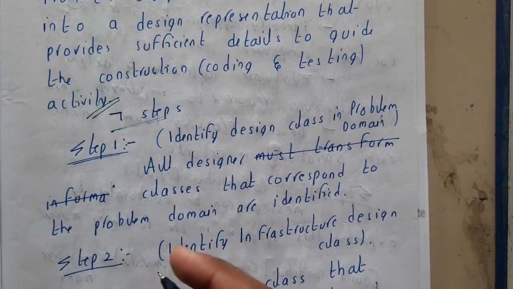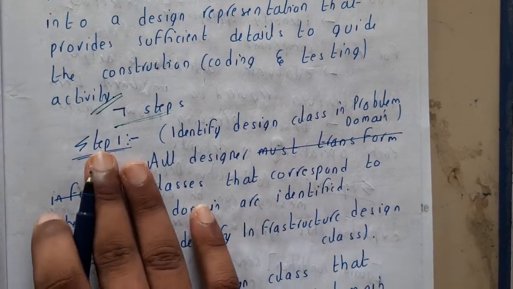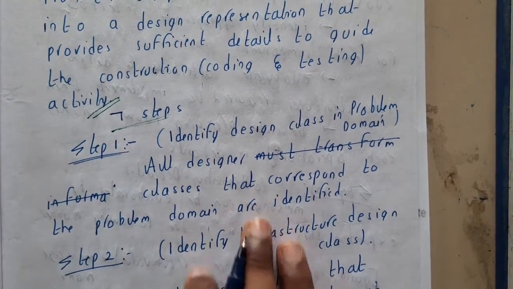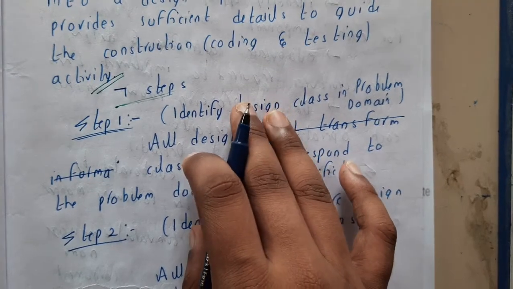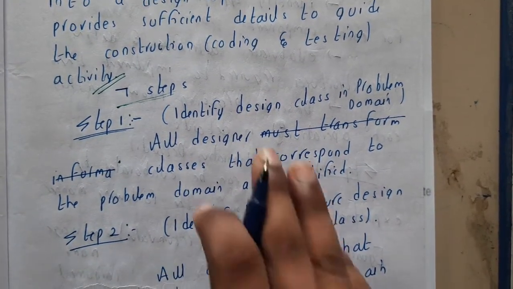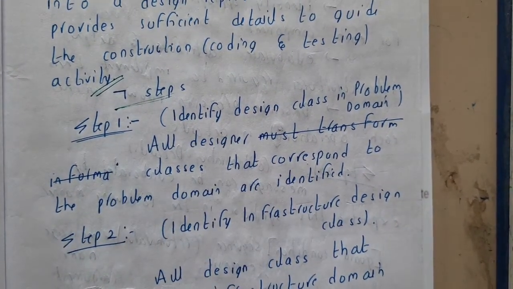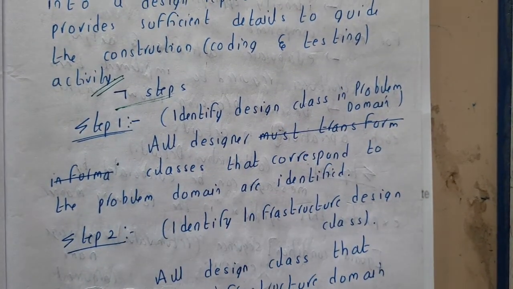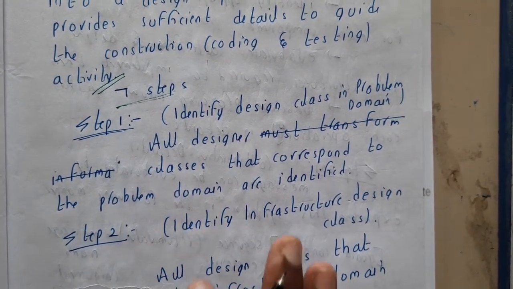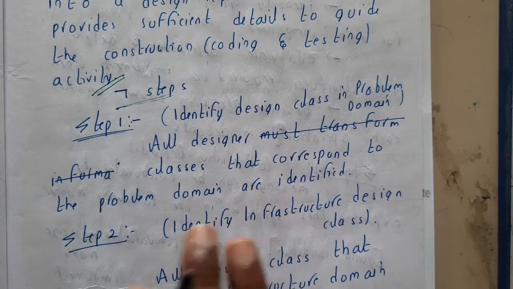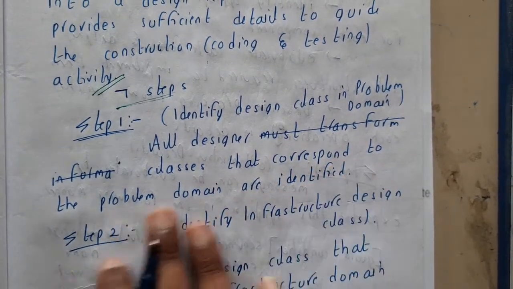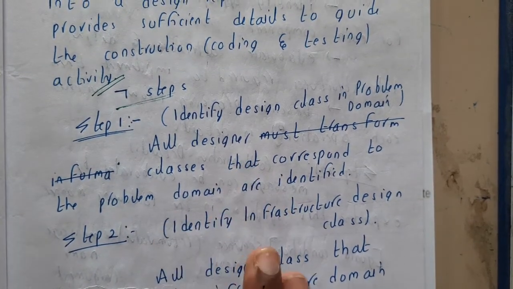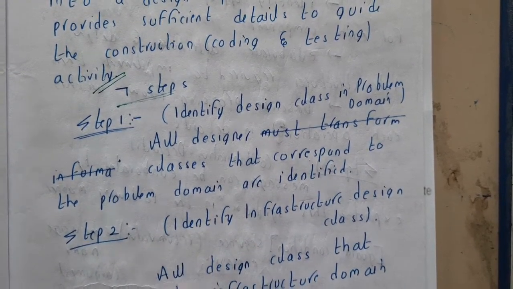Okay, the initial first 2 to 3 steps are really simple and easy. The first step: identify design classes in the problem domain. Even though you are directly using the previous step's output, you check again with the problem domain whether the previous step was done correctly or not. Are there any flaws or issues? Is there anything they missed? So you'll be checking them. All design classes that correspond to the problem domain are identified. So it's just a verification step, you can assume.